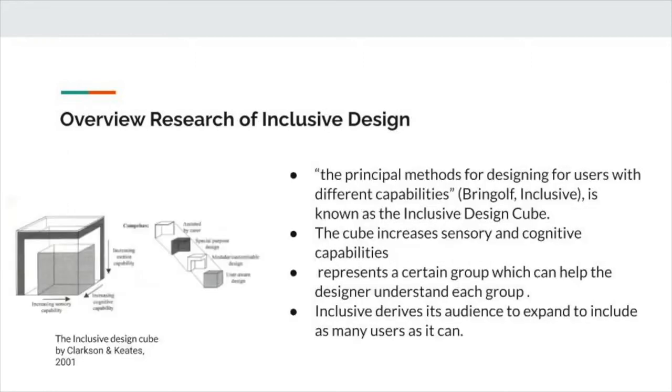Inclusive design is an approach that intends to include different races, genders, and disabilities all within a design process. Researchers have discovered a way that allows the designer to understand the principal methods for designing for users with different capabilities. This is known as the inclusive design cube. The cube increases sensory and cognitive capabilities. It also has a higher success rating than universal design.